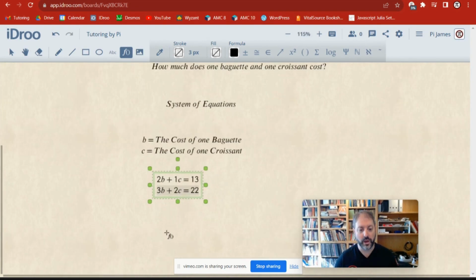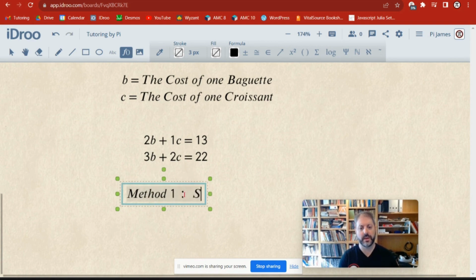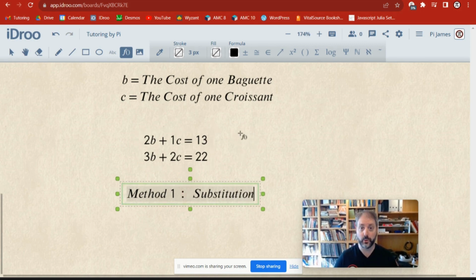Now, way number 1, method number 1. This is the substitution method. This is the one that is by far the most common in students. What you do is you take the simpler of the 2 equations, usually the one that has a 1 in front of one of the variables. You solve for that variable.